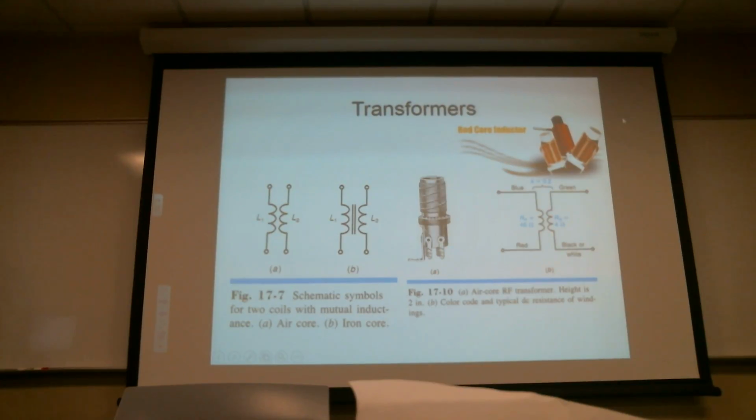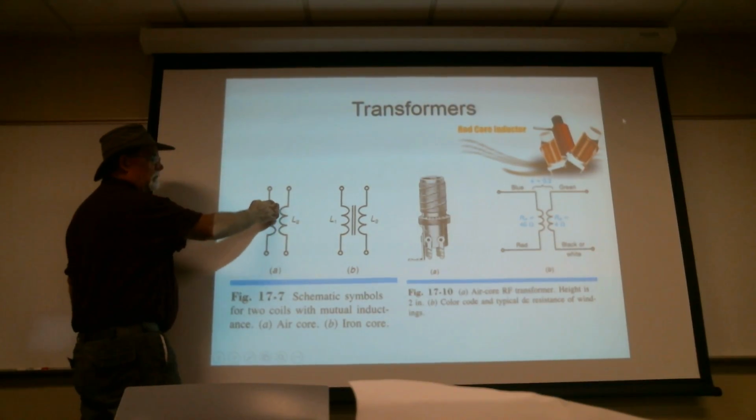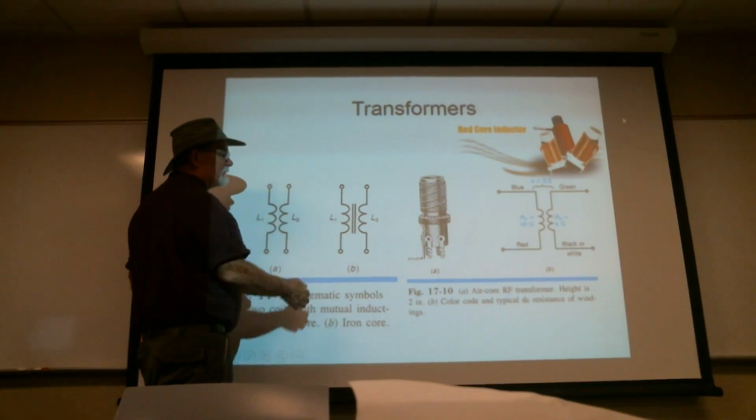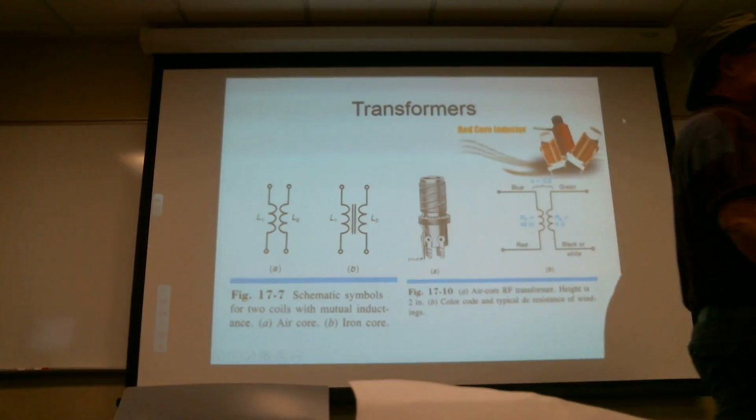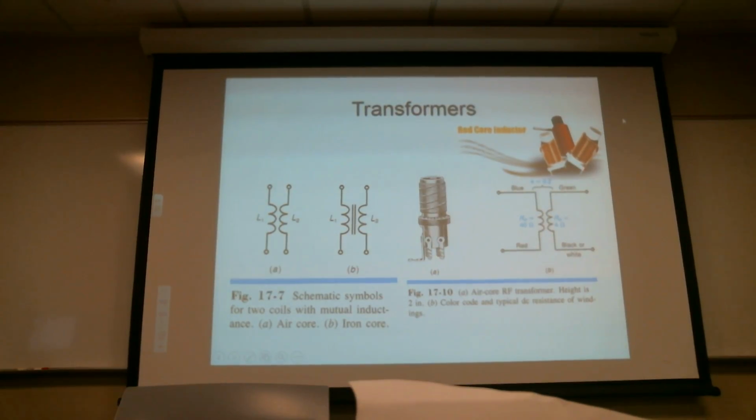So again, the schematic symbols: air core, and some plates like that is iron core. The reason we draw a couple of lines is we're actually trying to exemplify that any iron core that sits in there is going to be laminated.